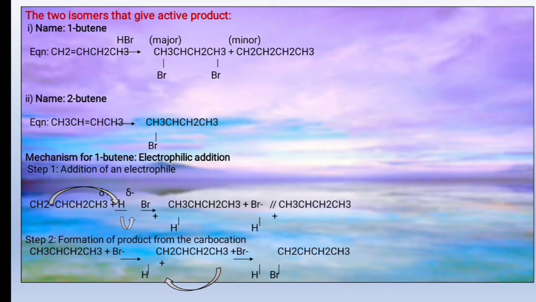Step 2, formation of product from the carbocation. The negatively charged bromide ion Br- will attack the carbocation and form a bond. The major product that is formed is 2-bromobutane and the minor product is 1-bromobutane.